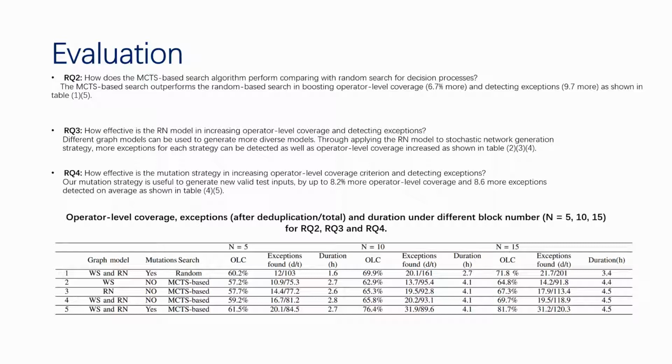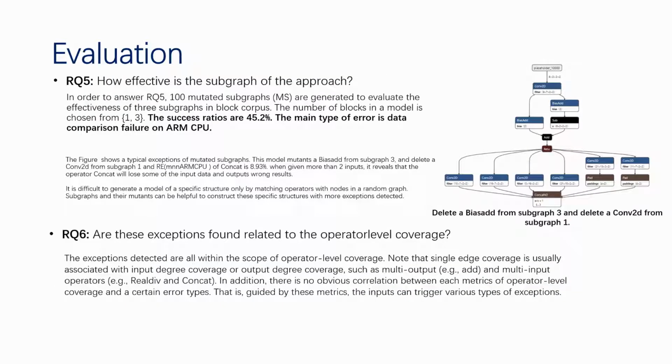For RQ4, our mutation strategy is useful by up to 8.2% more operator-level coverage, and 8.6 more exceptions detected on average, as shown in the fourth and fifth rows. In order to answer RQ5, 100 mutated subgraphs are generated to evaluate the effectiveness of 3 subgraphs in block corpus. The main type of exceptions is state comparison error on ARM CPU.